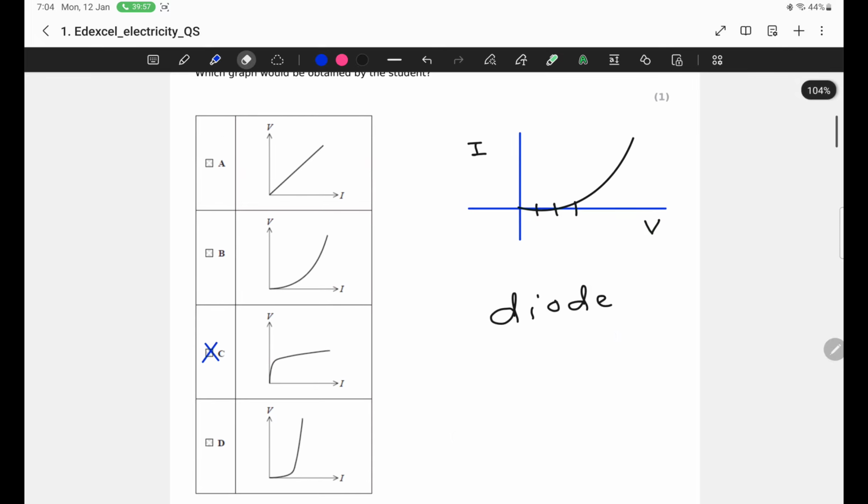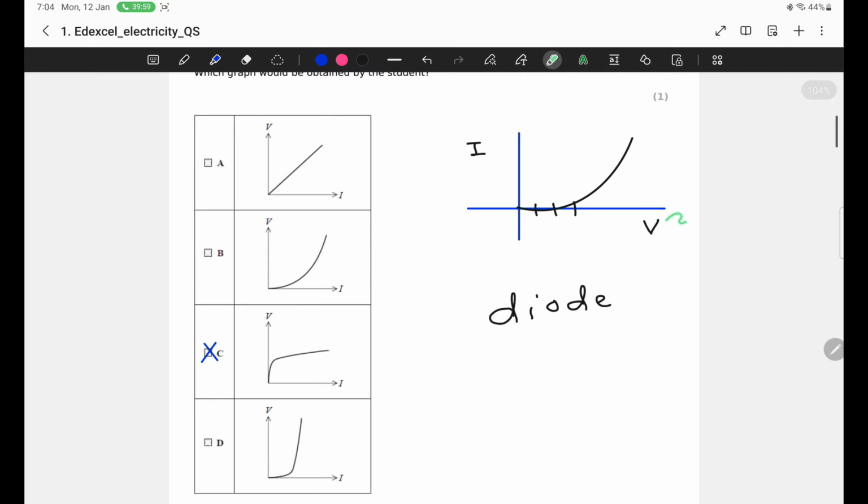Note, if voltage is along the x-axis then this is the graph. If the voltage is along the y-axis then this is the graph. Is it clear? The answer is C.